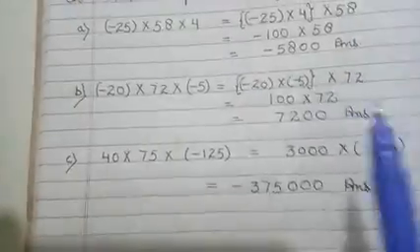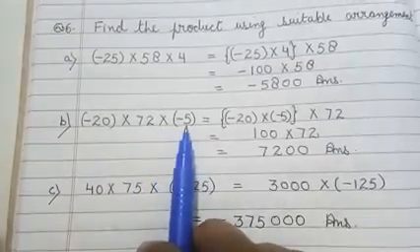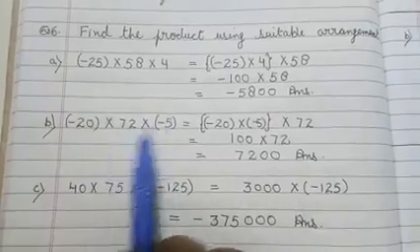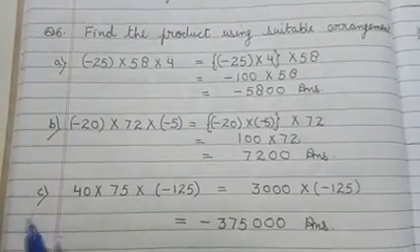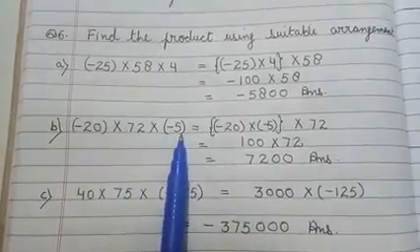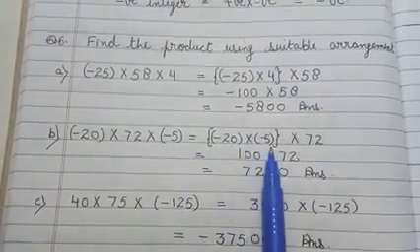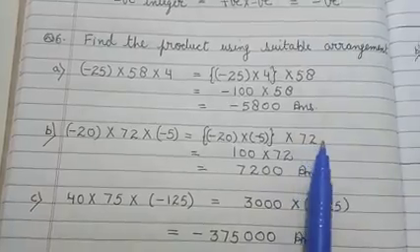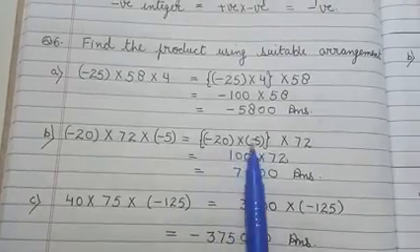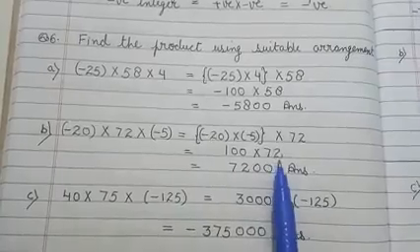Now look at one more example. This is minus 20 into 72 into minus 5. Same way, if we multiply this by this number or this by this, it will be a tough one. So what arrangement have we done? We have taken these two numbers together to multiply first. So I have written minus 20 into minus 5 multiplied by 72. Now 20 times 5 is 100, and both negative signs, same sign, mean a positive product, multiplied by 72.